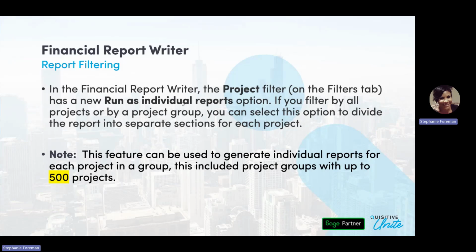In Financial Report Writer, you have additional report filtering at your fingertips. In the Financial Report Writer, the project filter on the Filters tab, which is to the far left, has a new Run as Individual Report option. If you filter by all projects or by a project group, you can then select this option to divide the project into separate sections for your project.